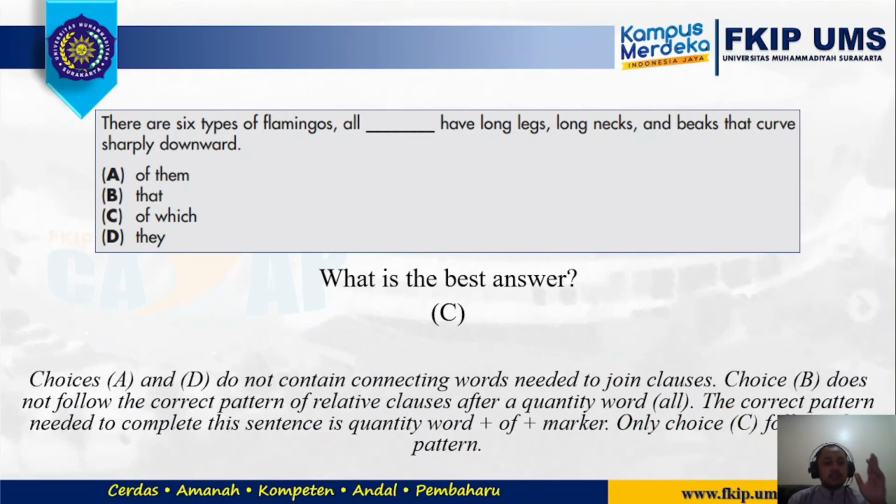Okay. Choice A and D do not contain connecting words, right? So that's why we have to make sure that. It's not enough when it's only of them or they, because there is no connecting word for joining the clauses. And then B does not follow the correct pattern of relative clause after the quantity words. So basically the correct pattern needed to complete the sentence is quantity words, of, and marker. So that's why the best choice for this example must be C, right?